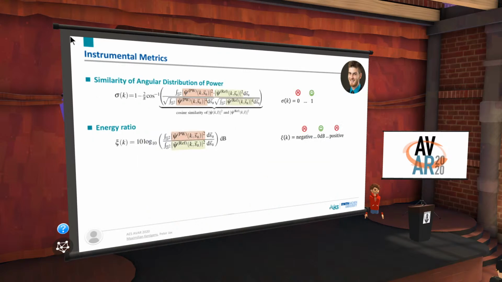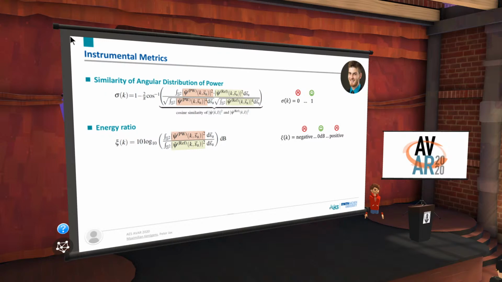And we are evaluating the performance with two different instrumental metrics. First of all, we have the similarity of angular distribution of power. What you see in red is the output of our algorithm, and psi ref is the ground truth that we are comparing against. And we are comparing the distributions of the energy, so we build the inner product here, so that sigma equal to 0 means they are very dissimilar, and 1 means we have an identical energy distribution.